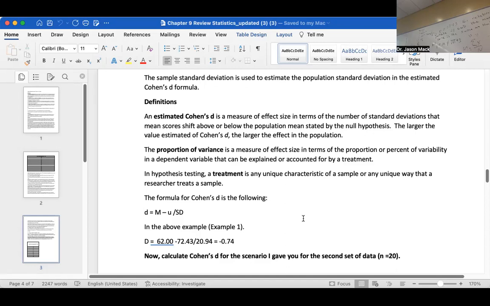So the next thing I'm asking you to do is literally the same formula with the set of data that I just gave you. We can do that as a group, or you can take a few minutes on your own, then we can walk through it for Cohen's d. Let's take a few minutes. I'll do the math up here too on my own, and then we'll check your answers, see if that makes sense.